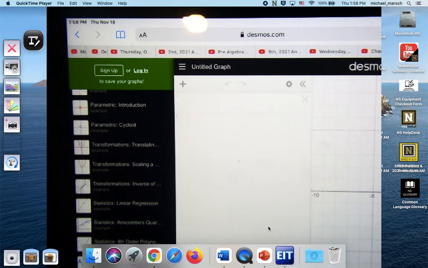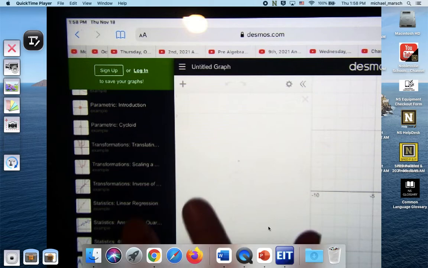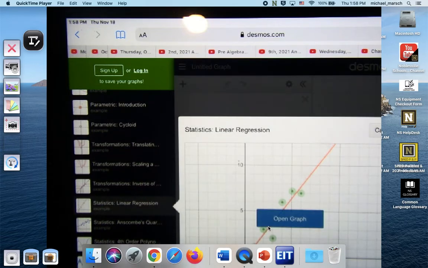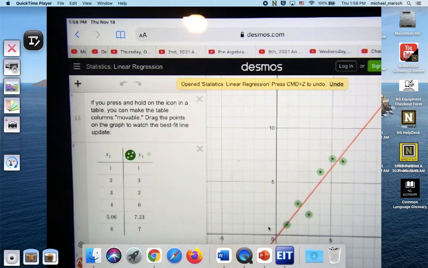Found it. Did you click open graph? Just click on statistics, linear regression example. And then hit open graph. Yep. Okay, don't get rid of anything. How far down is it? Oh, I found it. It goes in alphabetical order. Statistics, linear regression.